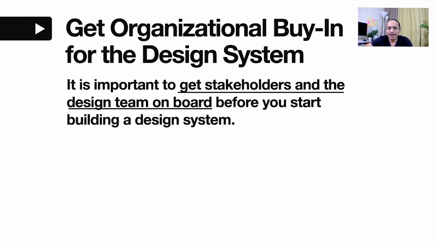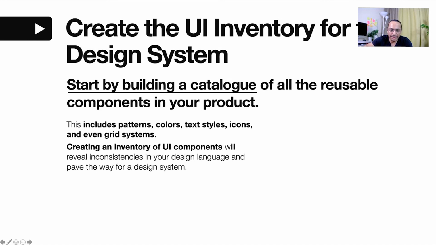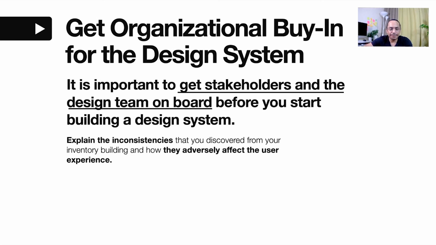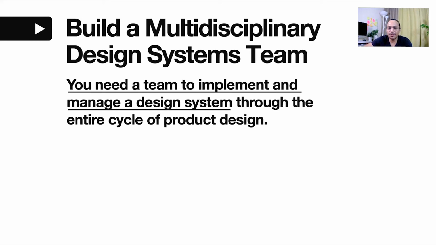The second is to get organizational buy-in for the design system. Once you have everything, and you can show that there is inconsistency, you should present this to the management: this is what is happening because we don't have a design system, and then try to get their buy-in. Once they agree, you can start creating the design system. When presenting, you can explain the inconsistencies you discovered from your inventory building and how they adversely affect the user experience.